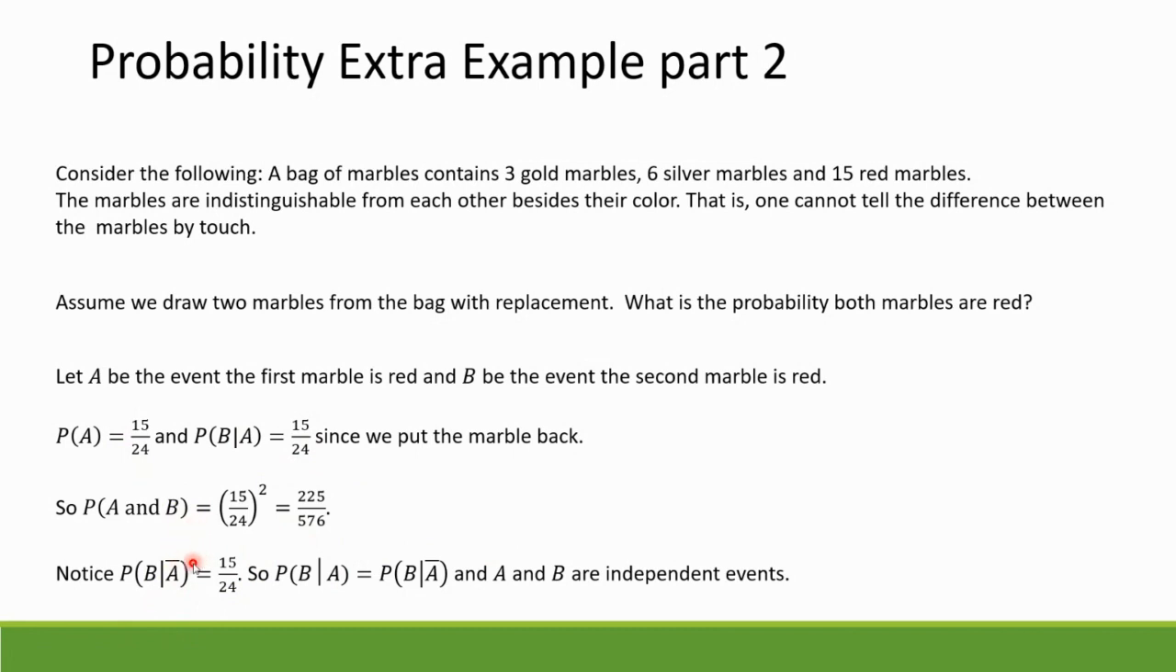But again, what happens here? It's with replacement. So we take a marble, note the color. In this case, it's not red, so it's either gold or silver, but whatever it is, we put the marble back in the bag. Now because it's back in the bag, when we choose the second marble, again we get 15 out of 24. There are 15 red marbles, so 15 favorable outcomes, and 24 marbles in the bag, so 24 possible outcomes.